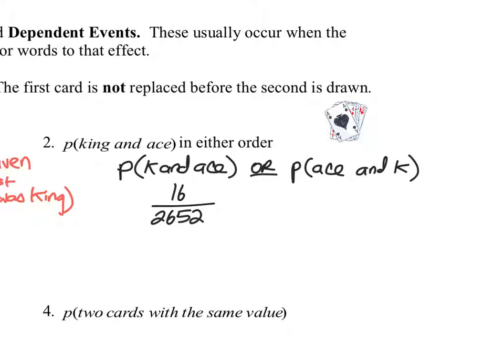If you're looking for the probability of either of two events occurring, it's some addition rule. So I'm going to add these two individual probabilities together. But what I do need to find is the probability of getting an ace multiplied by the probability of getting a king given that an ace was drawn.